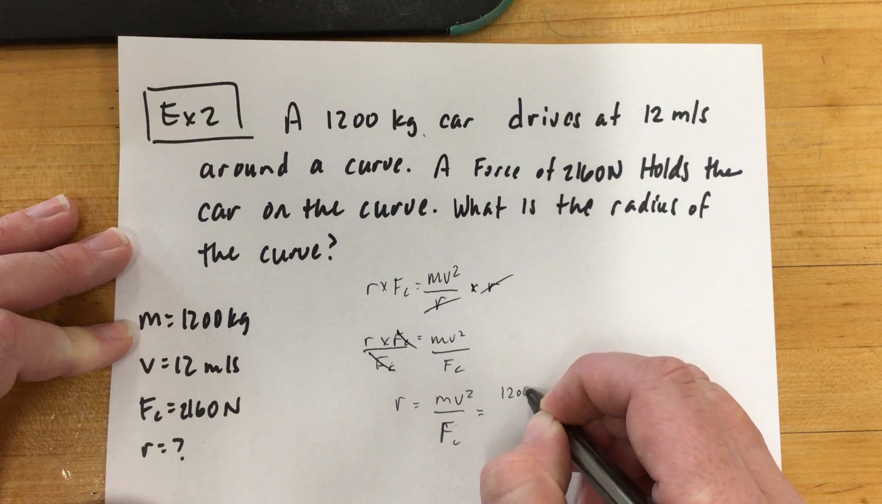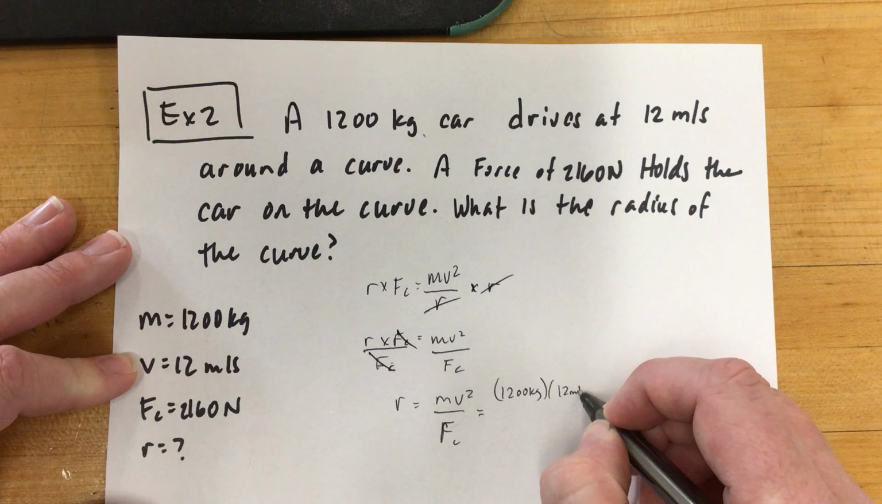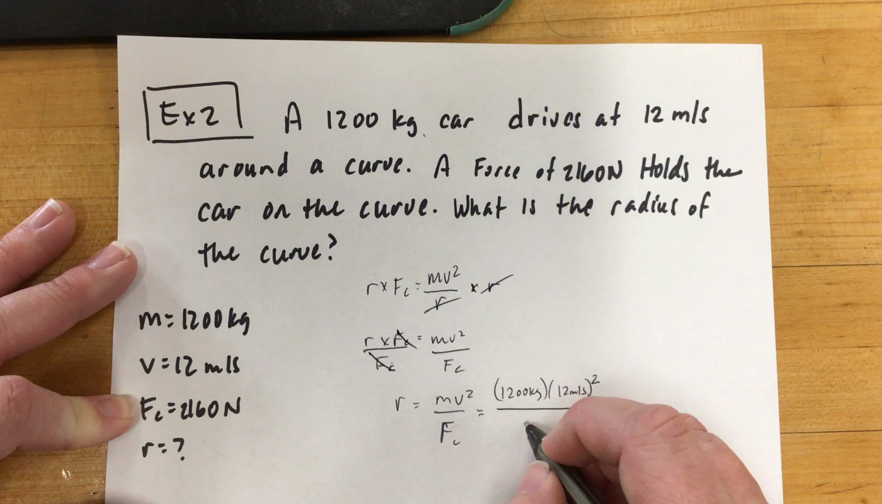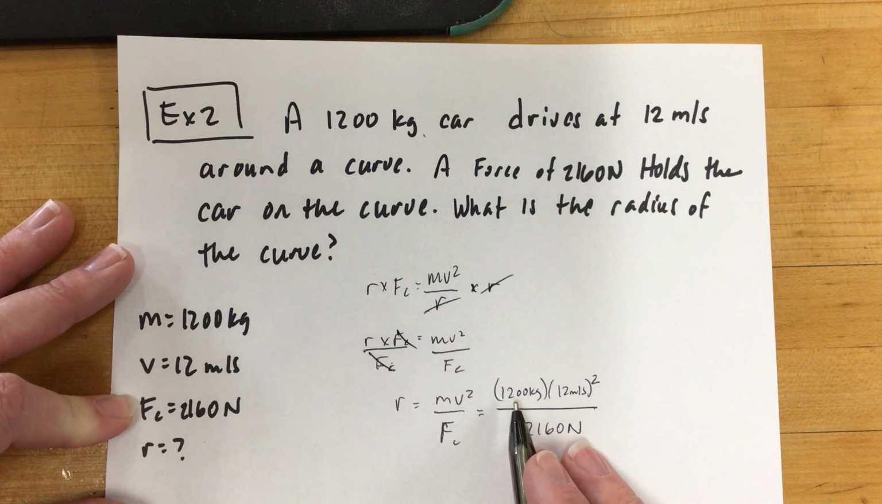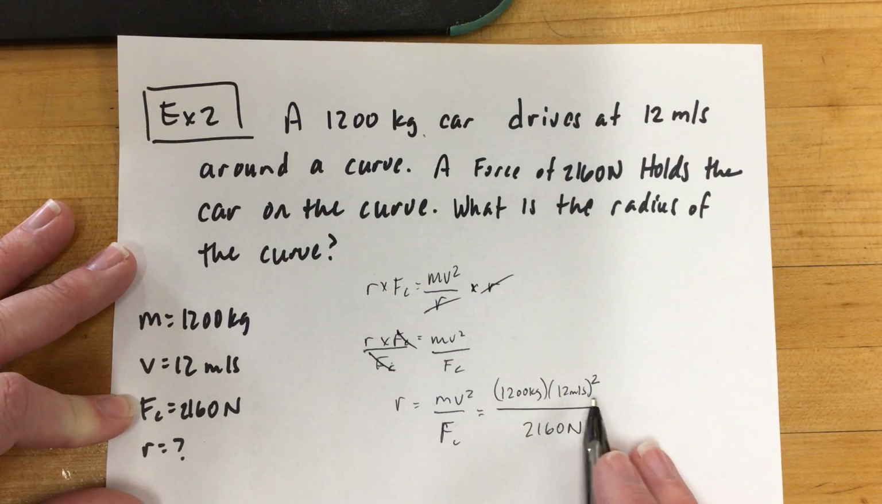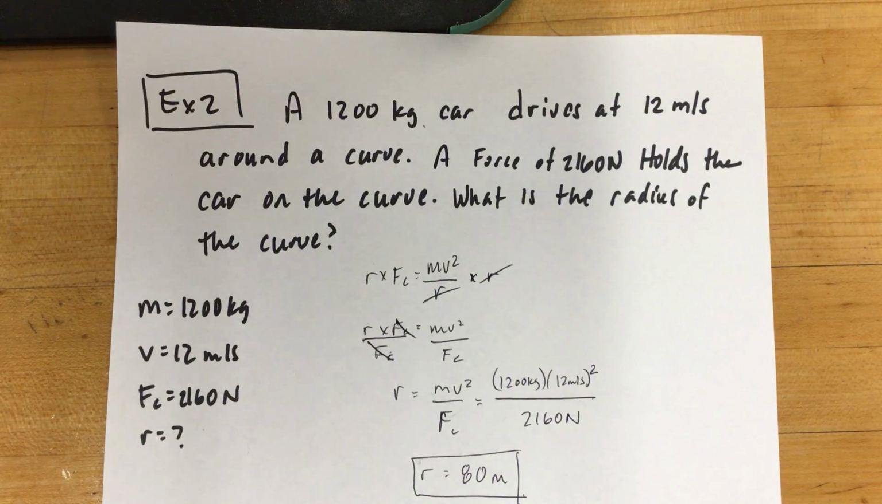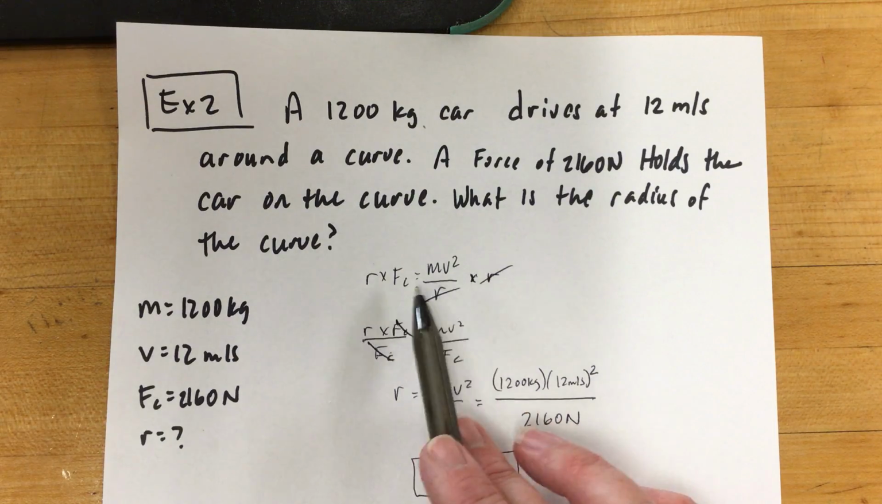The mass is 1,200 kilograms. The velocity is 12 meters per second, and I'm going to square that, divided by the centripetal force of 2,160 newtons. When I calculate that in my calculator, I put in 1,200 times 12 squared divided by 2,160. You should get 80 meters for your radius. So sometimes you'll need to work through and rearrange. Remember when you're rearranging to figure out what you need, do the opposite to keep bringing it over there.